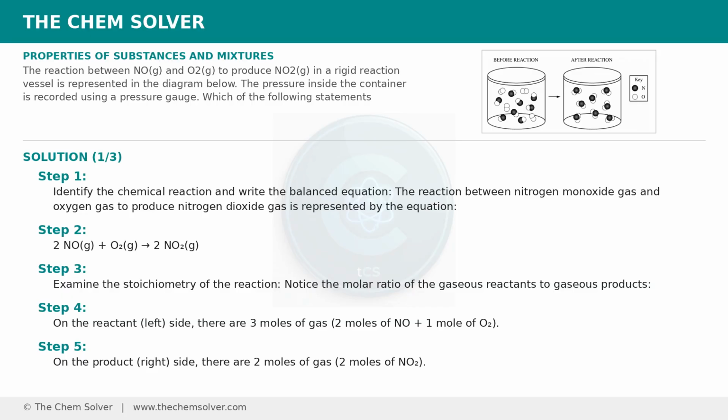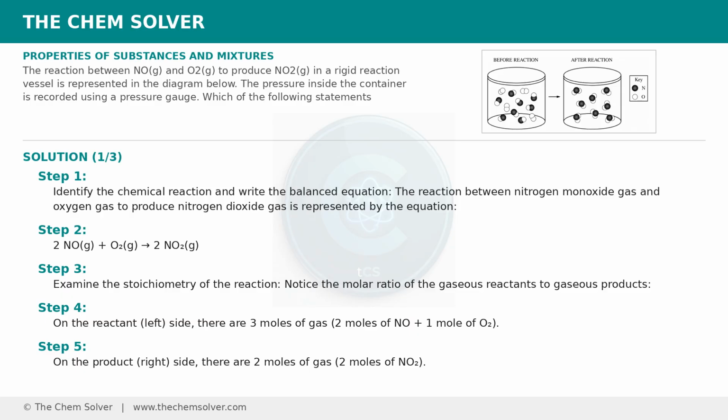Identify the chemical reaction and write the balanced equation. The reaction between nitrogen monoxide gas and oxygen gas to produce nitrogen dioxide gas is represented by the equation 2NO + O2 → 2NO2. Examine the stoichiometry of the reaction.